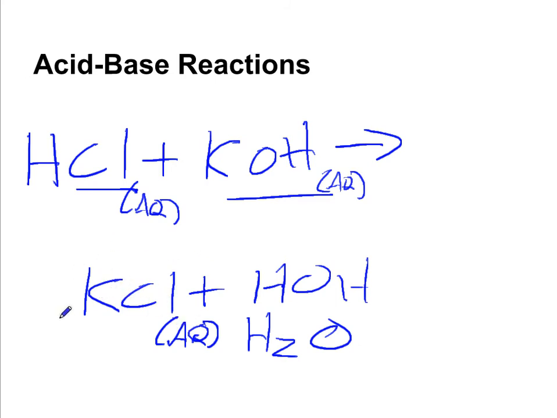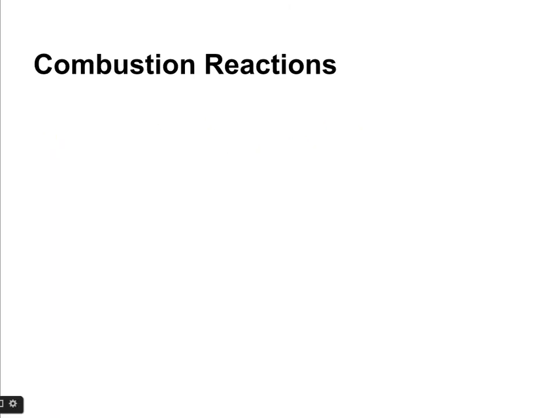So this is the soluble salt potassium chloride, and water is always going to be one of our products as well. And since water is a pure substance, we can go ahead and put the L on there for liquid. So acid-base reactions are a special type of double replacement where you end up with an ionic salt and water as your product. Combustion reactions.